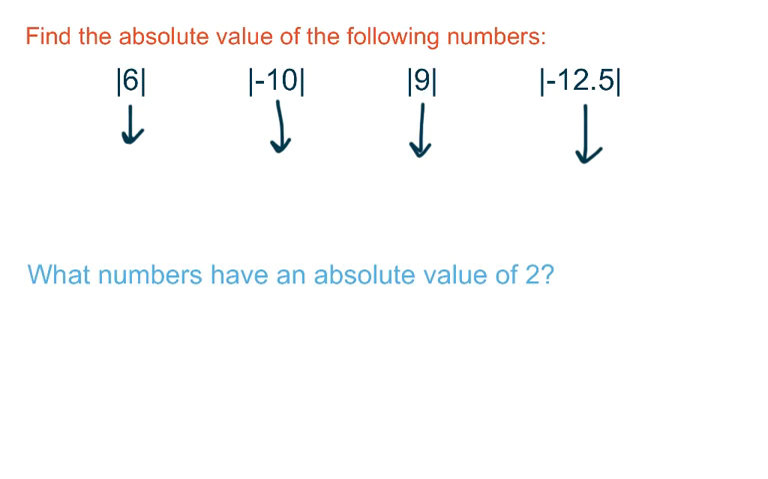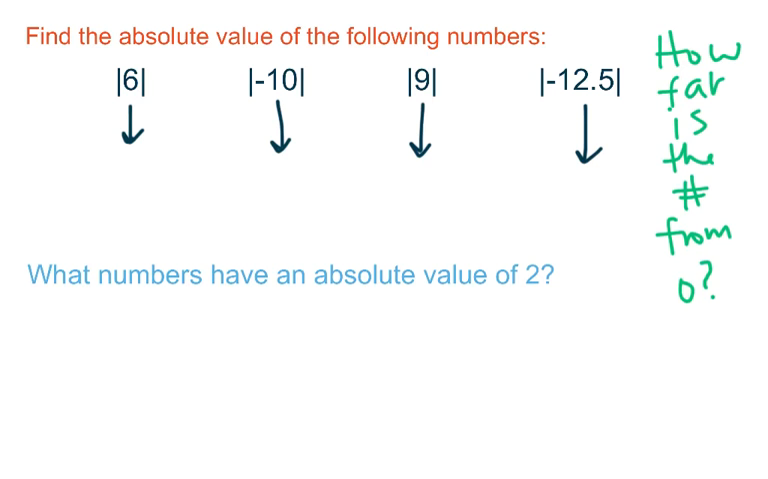The directions on this screen say to find the absolute value of the following numbers: the absolute value of 6, -10, 9, and -12.5. In some cases, you might not have these directions that say find the absolute value. You might just be given the absolute value bars with the number inside of it, and you should be able to understand what that's asking you to do. When I'm finding the absolute value, once again, the absolute value is the distance from 0. So if I'm looking at the number 6, I have to find the absolute value of 6. So I need to ask myself, how far is 6 from 0? And that's going to be my key question that I always ask.